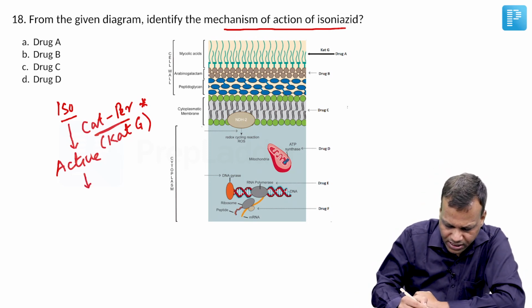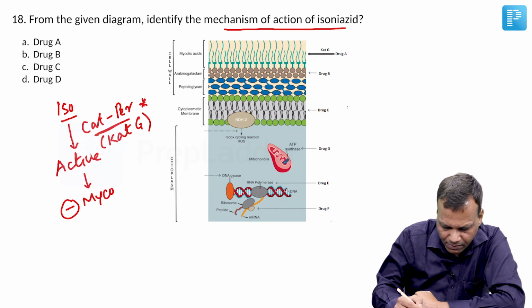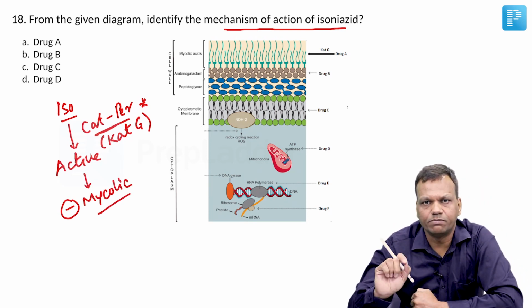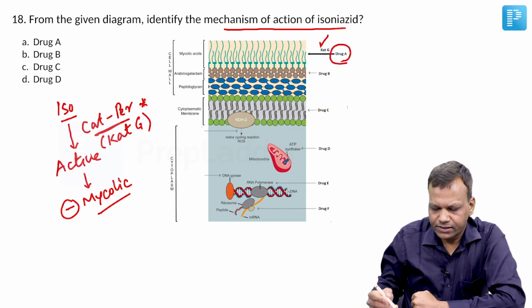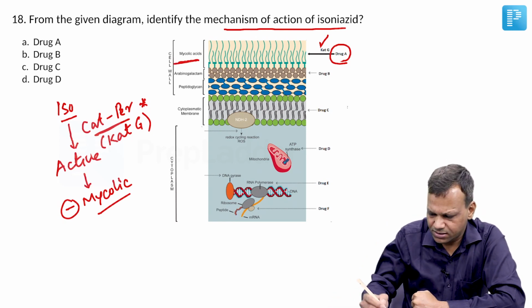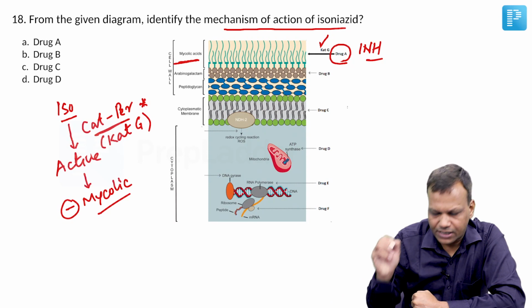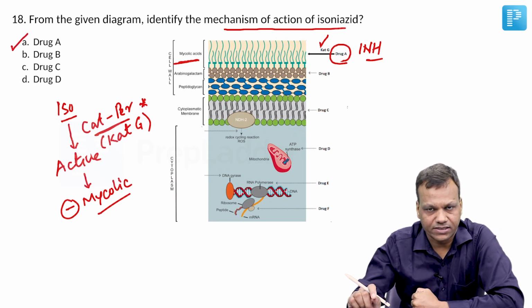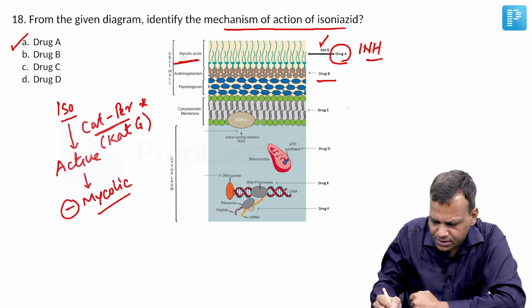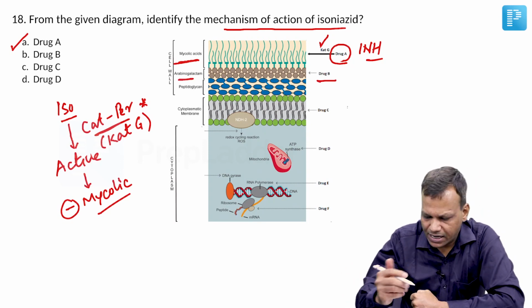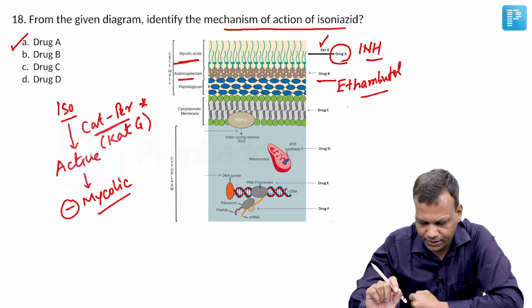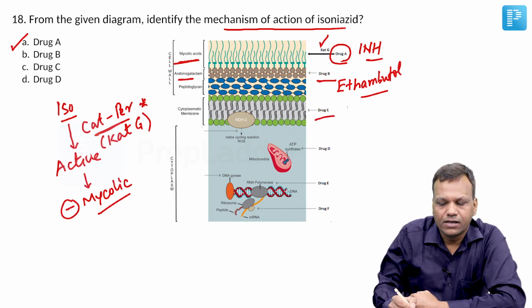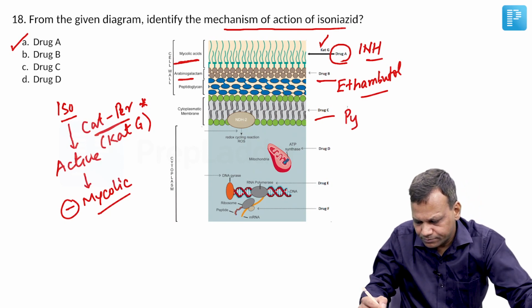So active isoniazid will inhibit the mycolic acid synthesis in mycobacteria, which is the major component of the bacterial cell wall. If you see drug A, KatG is activating it, and then it inhibits the mycolic acid synthesis. So the answer is simple. That means drug A is isoniazid. Now moving to other drugs, drug B is inhibiting the arabinogalactan synthesis, and this is done by a drug called ethambutol. Ethambutol also inhibits cell wall synthesis, but it acts by inhibiting arabinogalactan. On the other hand, drug C is acting on membrane. Drug C is actually pyrazinamide.